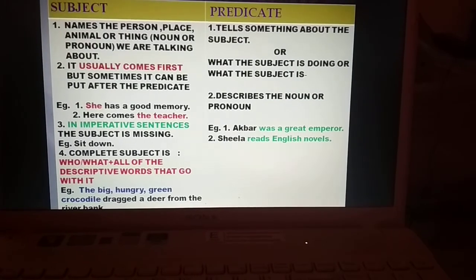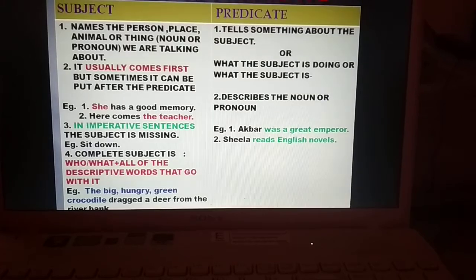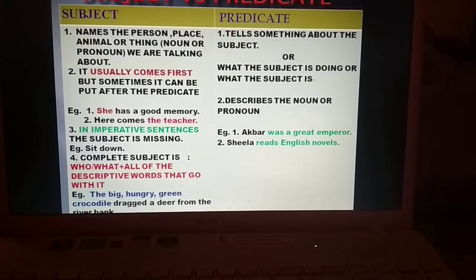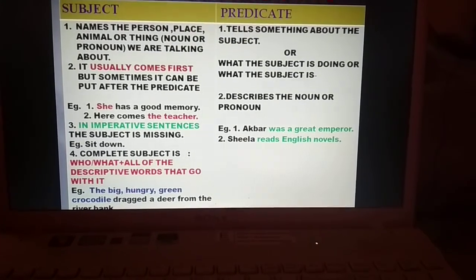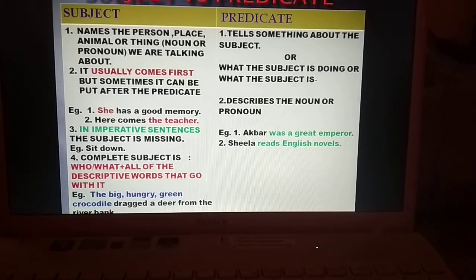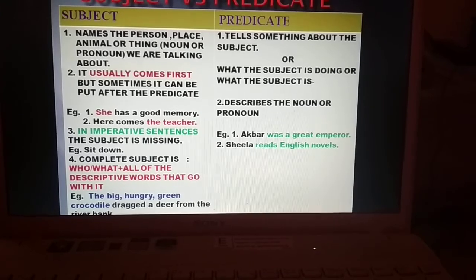Now another thing which you need to understand about the subject is that in case of imperative sentences, the subject is missing. For example, sit down. Now here I'm asking you to sit down. So I'm talking to you. So the subject you is understood and that is why it is missing.